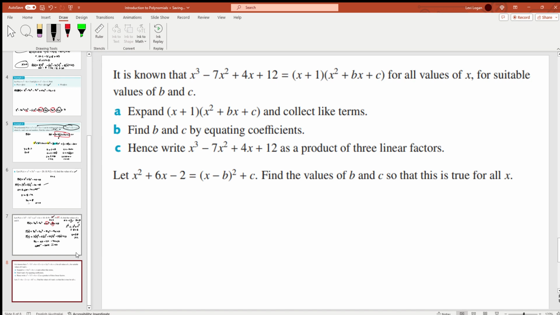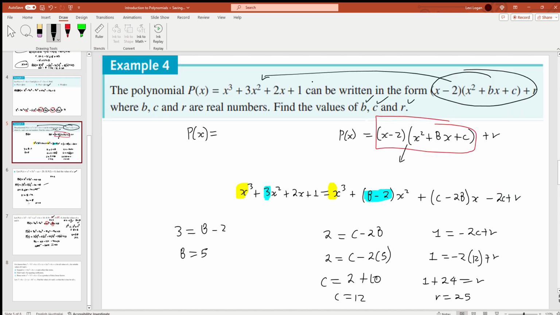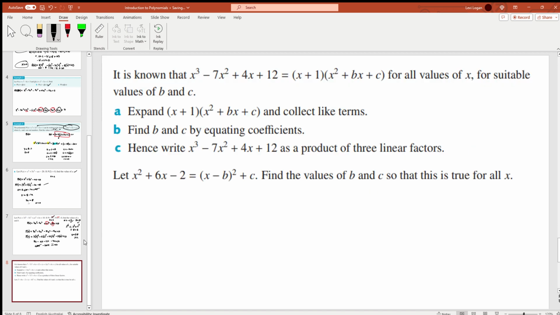So it is known that x to the power of 3 minus 7x squared plus 4x plus 12 is equivalent to this for all values of x, for suitable values of a, b and c. And then it gives you the steps on how to solve it. Unlike the previous question we did up here, which didn't give any steps, this question is actually giving you steps on how to solve it.